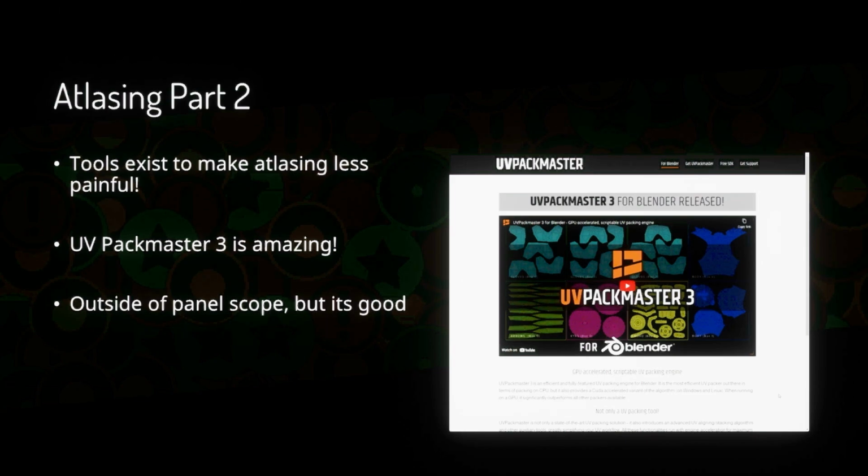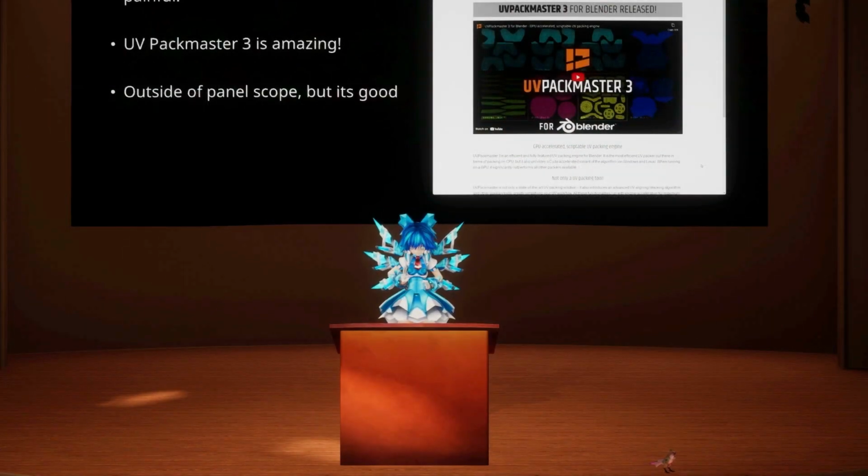Atlasing, however, has gotten better lately. There are some tools out there to make this much less painful, in particular UV Packmaster. It's outside of the scope of this panel, but it is essentially a heuristic UV packing system where it takes your graphics card, slams this problem at it multiple times, and eventually comes out of the problem space with a solution.